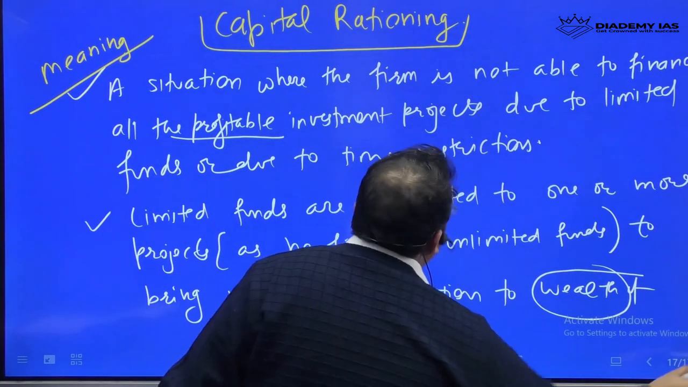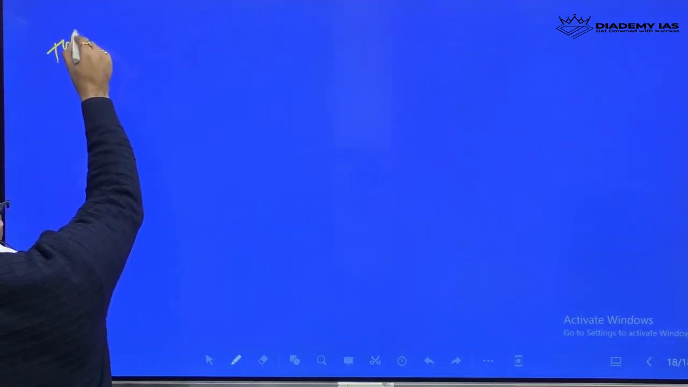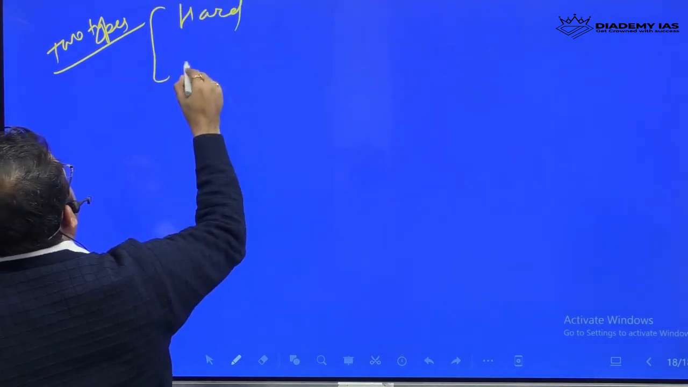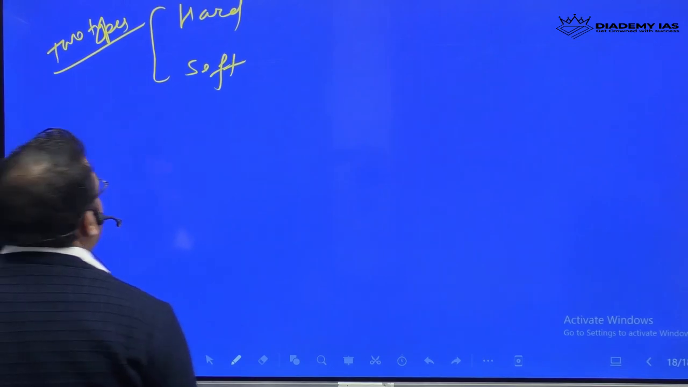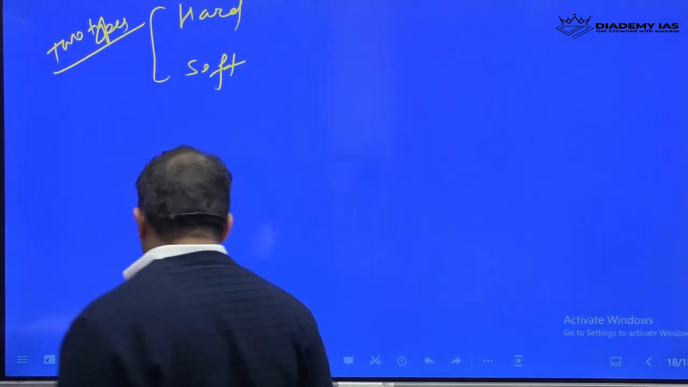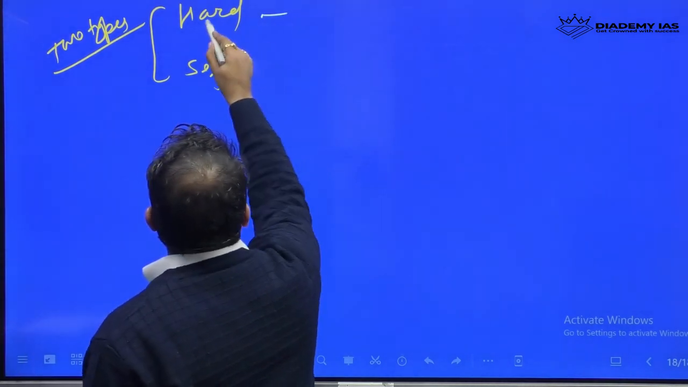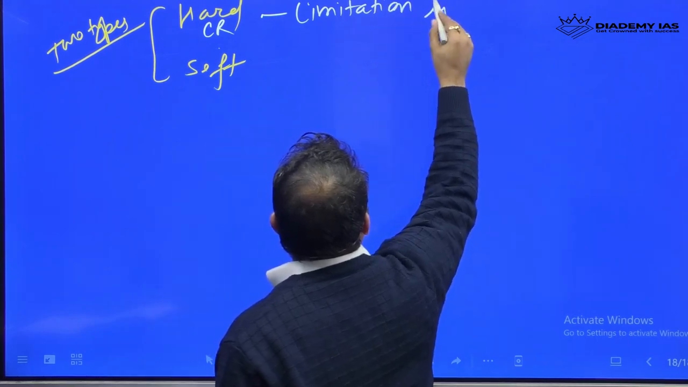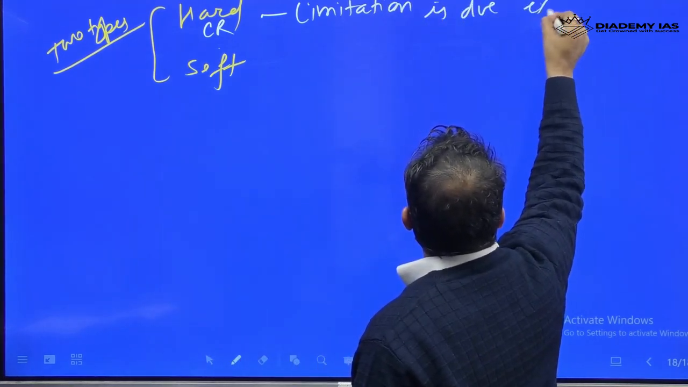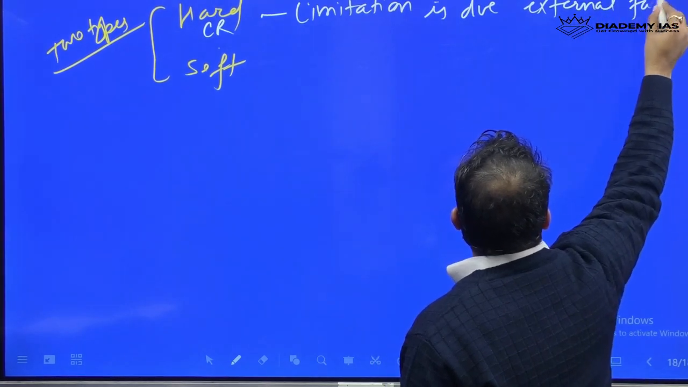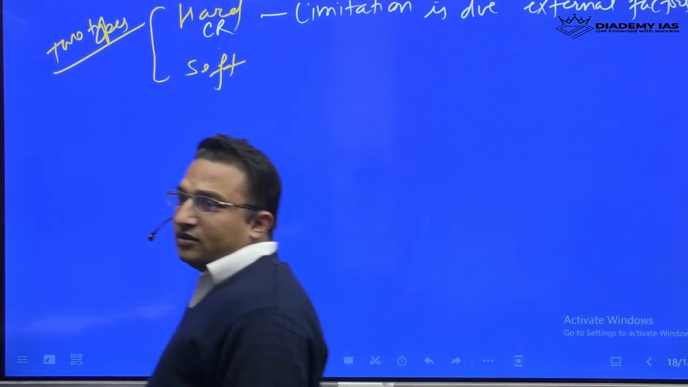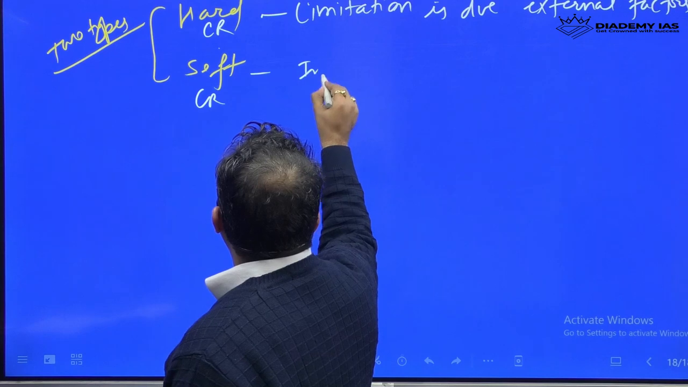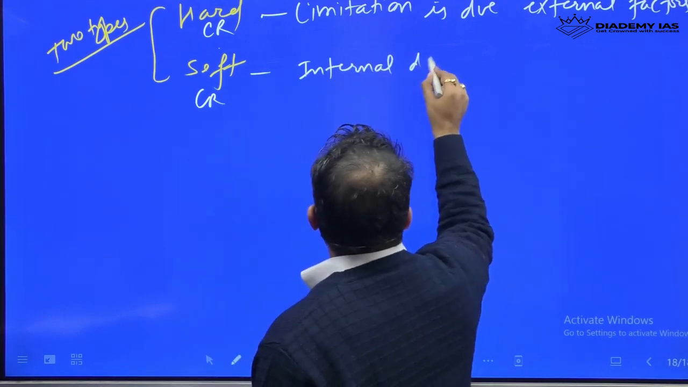Now, there are two types of capital rationing, hard or soft. Hard capital rationing is when the limitation is because of external factors. That means we are not able to arrange the money. We have the limitation of money. Or soft capital rationing is when it is an internal decision.